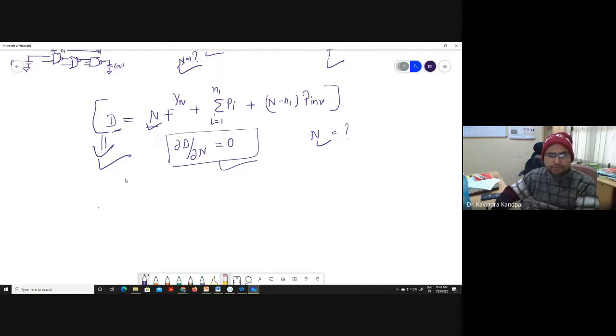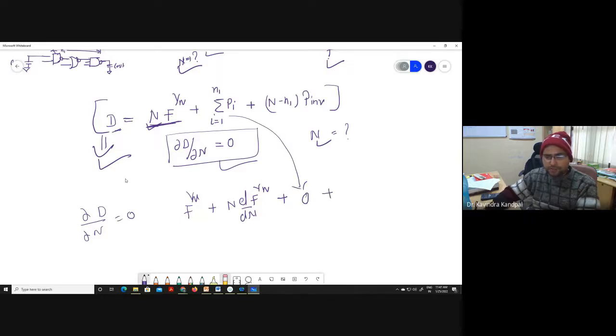Do it. So del D by del N, which you want to put as 0, has two parts, n into f to the power 1 by n. These two functions depend upon the value of n. So if you differentiate one at a time, differentiating n gives you f to the power 1 by n. And when you differentiate f to the power 1 by n, one portion will be 0, and this portion will be P inverter.